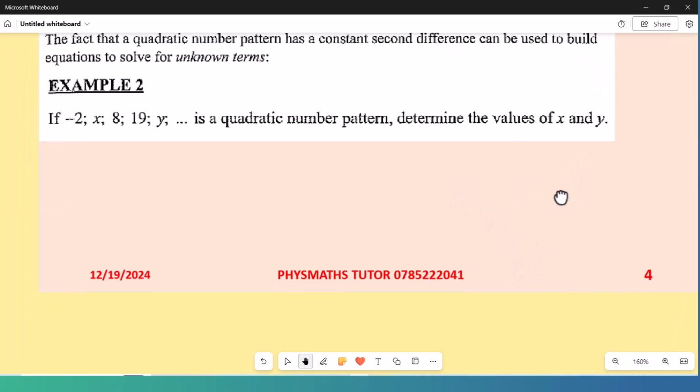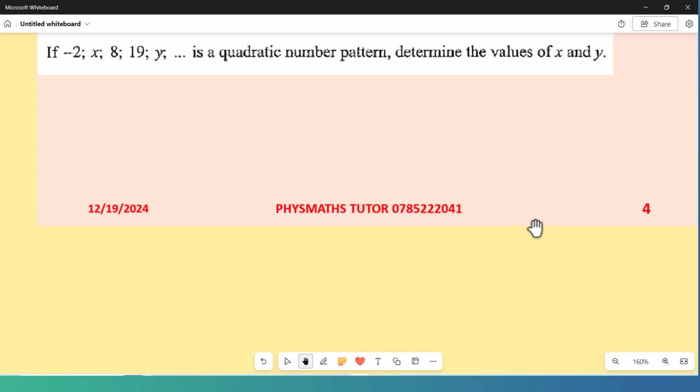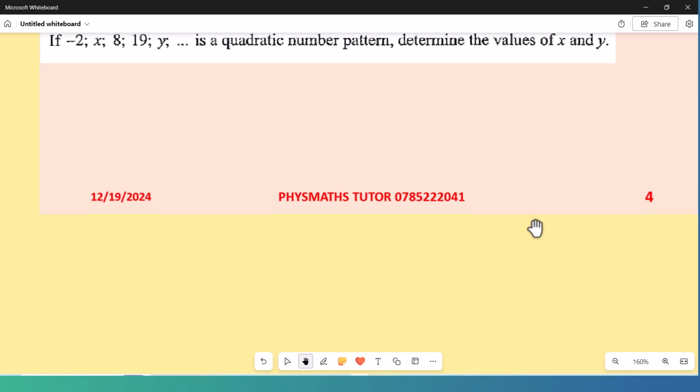So here they have told us that this is a quadratic number pattern. So we need x and y values. Because we know that we must have a constant second difference, we're going to say this: we have negative 2 here, then we have x here, then we have 8, then we have 19. Then we have the y here as well.